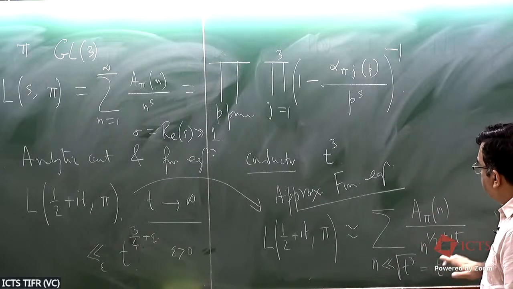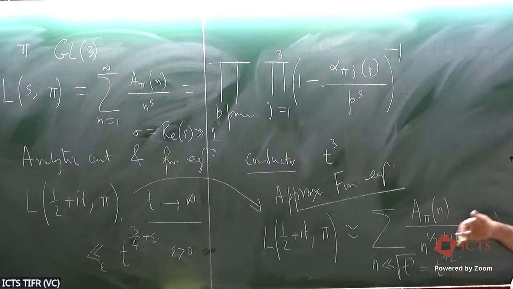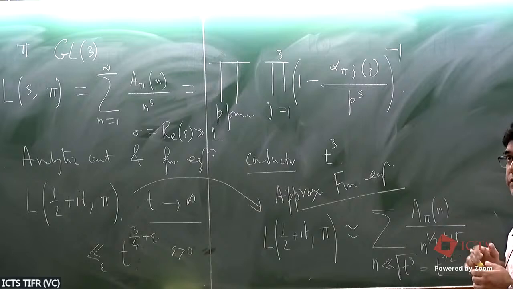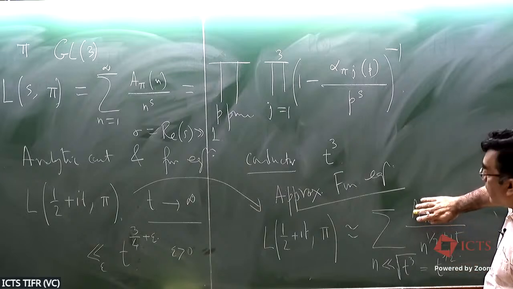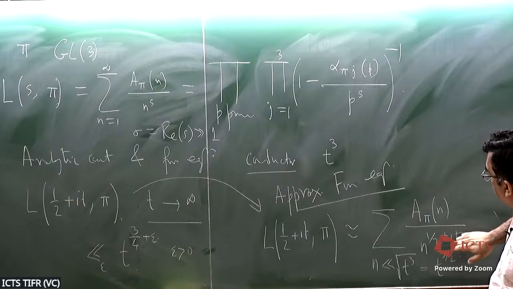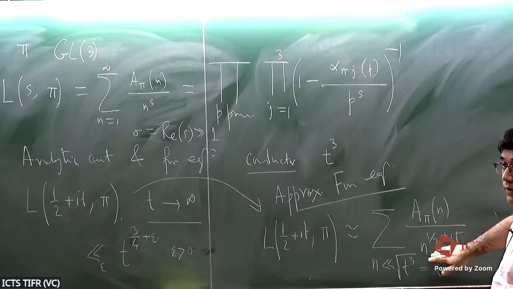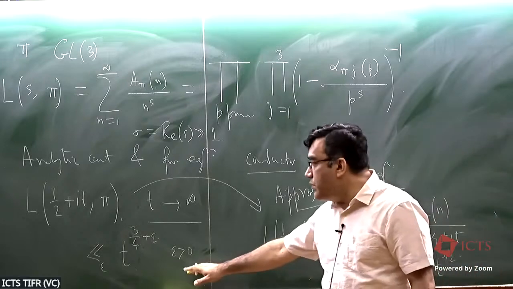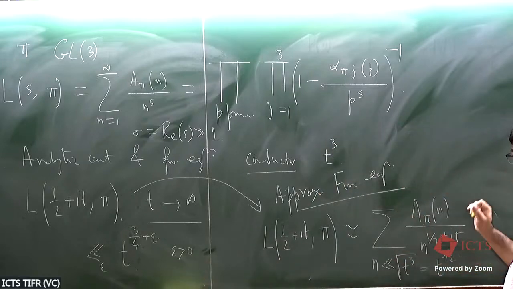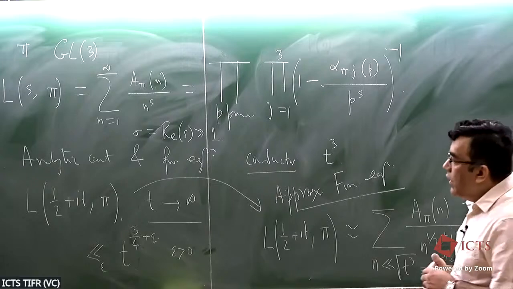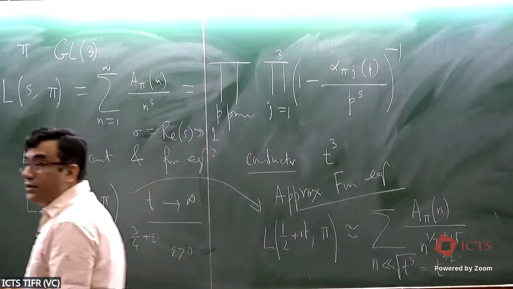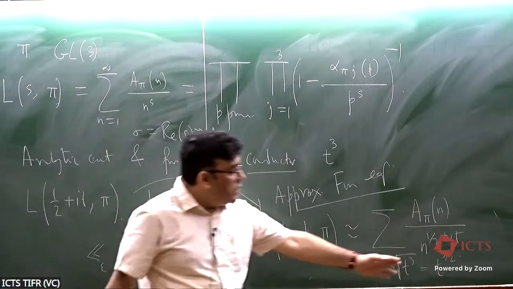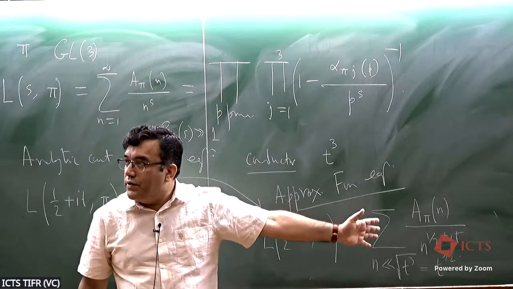And if you bound this trivially, assuming that A pi n are bounded by 1, which is the Ramanujan conjecture, which is not known, but on average it's known, then if you replace this by 1, then n to the power it you can ignore. 1 by square root of n, you get t to the power 3/4, which is the convexity bound. So the trivial bound here gives you the convexity bound. And you need to get something better than the trivial bound. So you need to use the oscillation of n to the power it over here to get cancellation in this sum.